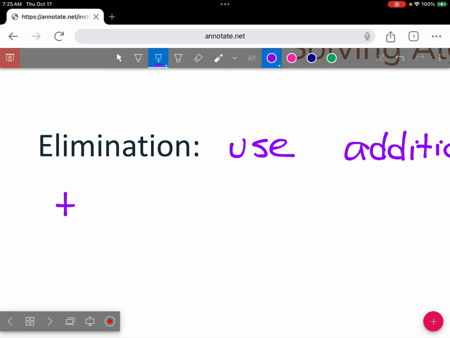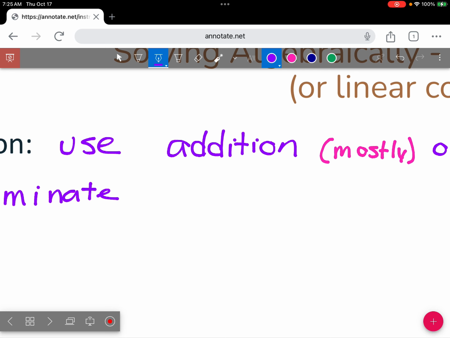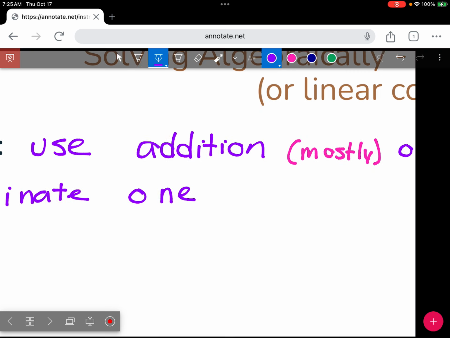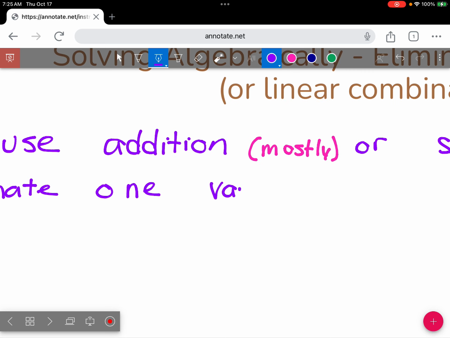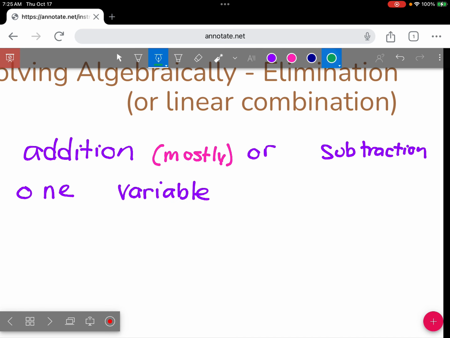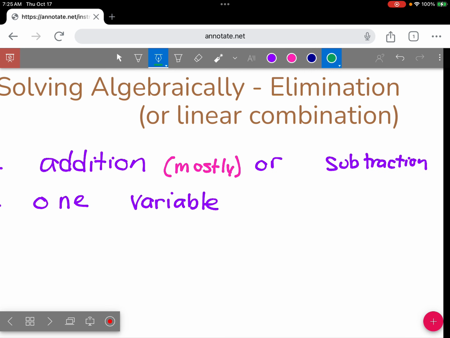We're using addition or subtraction to eliminate, that's why it's called elimination, one variable, which means our equations need to have the same number on one of our variables, which we may need to multiply or kind of manipulate that way, but we'll talk about that when we get there.